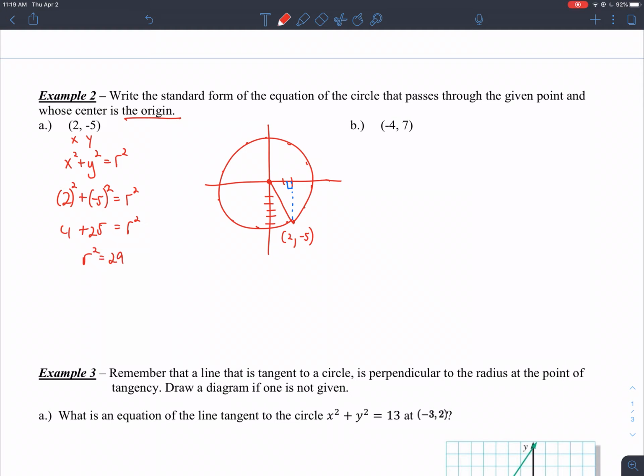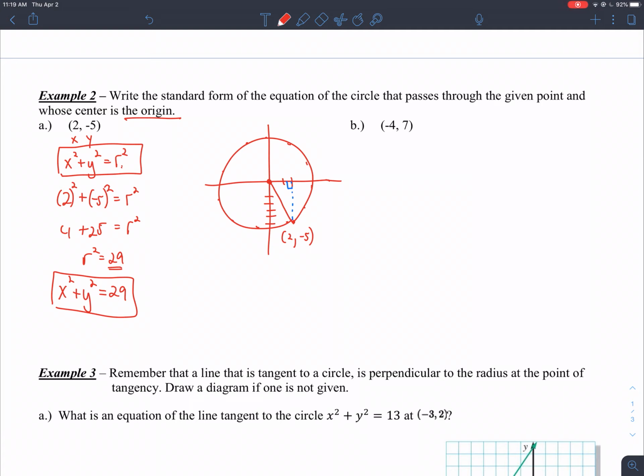Now, our natural instinct usually is to go and take a root and find r, but you don't have to do that, because the formula I'm looking to write is x squared plus y squared equals r squared. Well, this is r squared. I don't have to take the square root. So don't write root 29, that would be incorrect. Okay, so this is the answer.